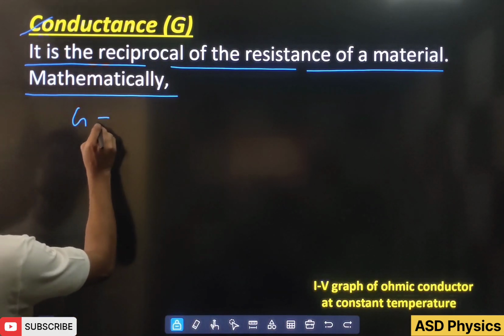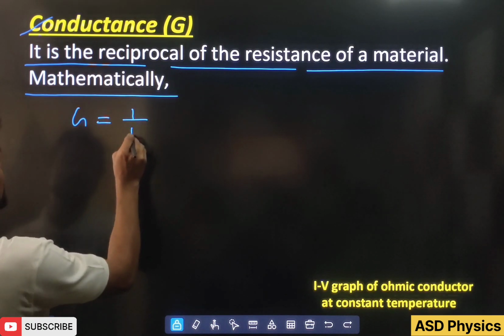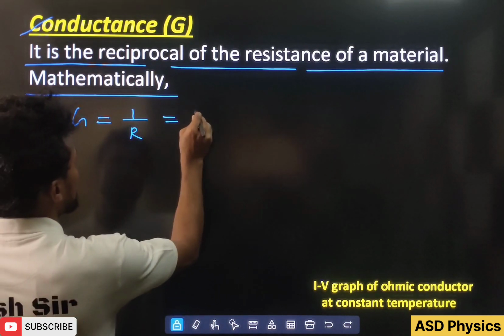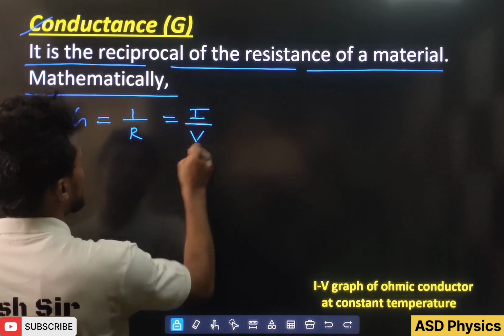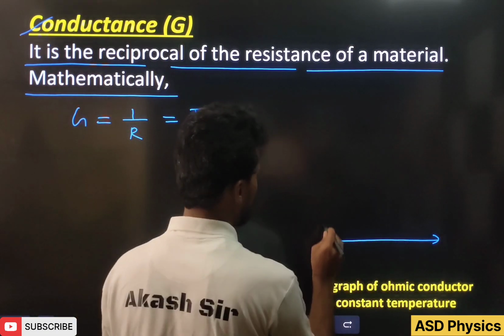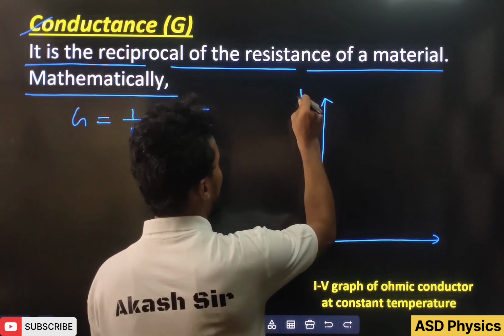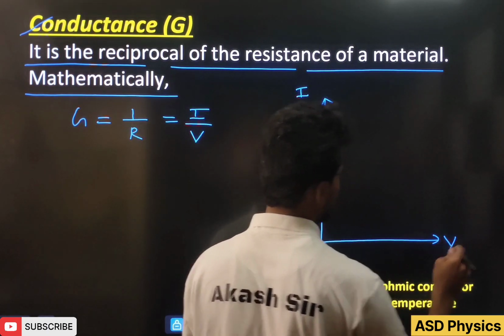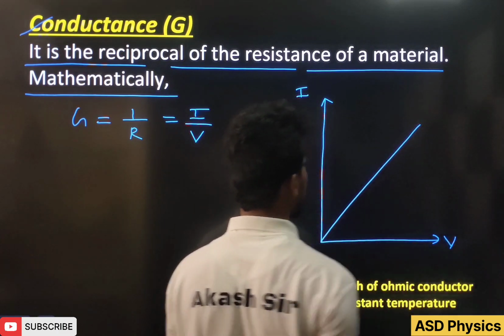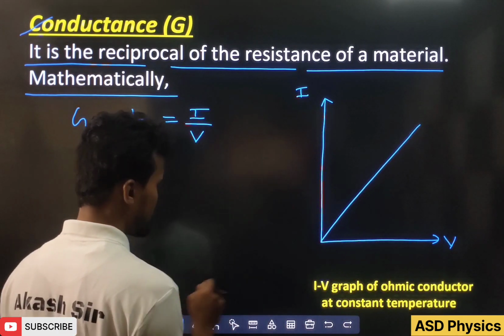I can write here, this conductance means G. So G is given by 1 by R. You know, R equal to V by I. So even I can write here I by V. What is this? I by V. And if I draw one graph, now I am going to draw the I versus V graph. Let's take the ohmic conductor. What will this be? This will be a straight line.